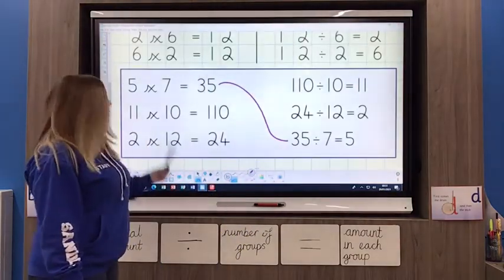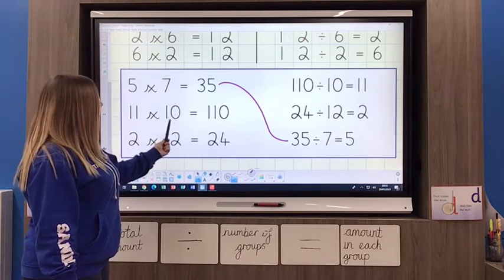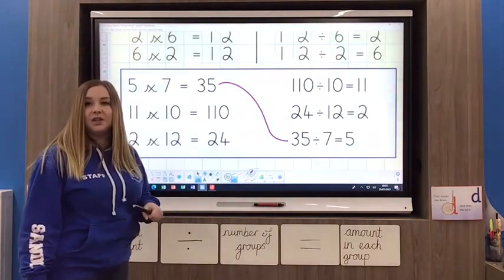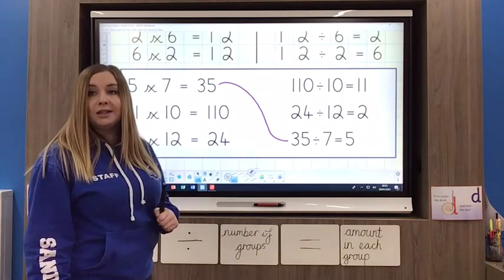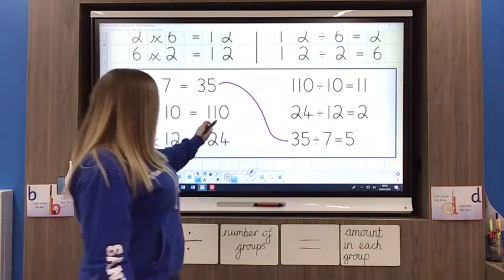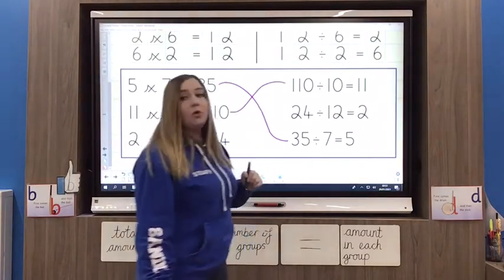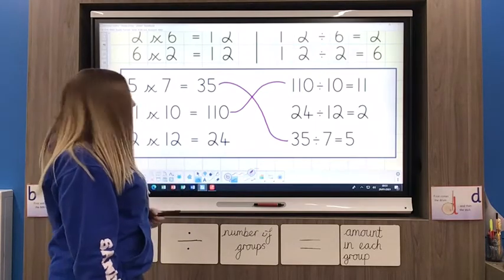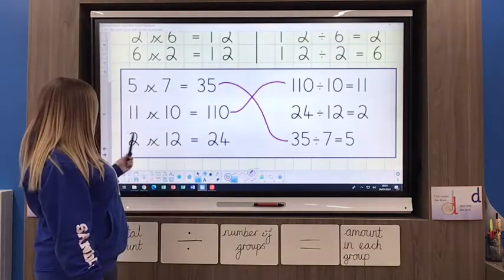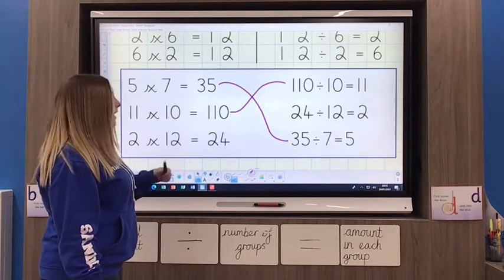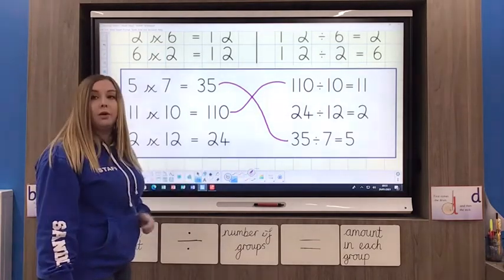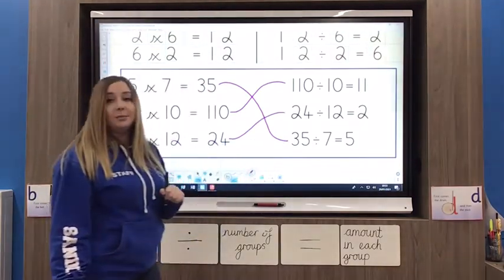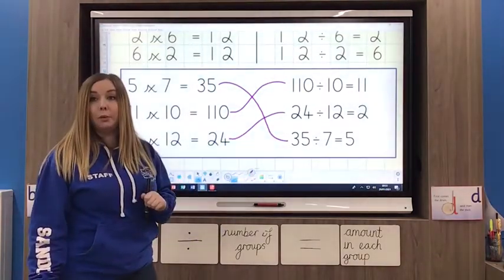Okay, so now we've got 11 times 10 equals 110. Can we find a division sentence that starts with 110, our total amount? And that would match to this one. 110 divided by 10 equals 11. And then finally, we've got 2 times 12 equals 24. And then that would match to 24 divided by 12 equals 2.